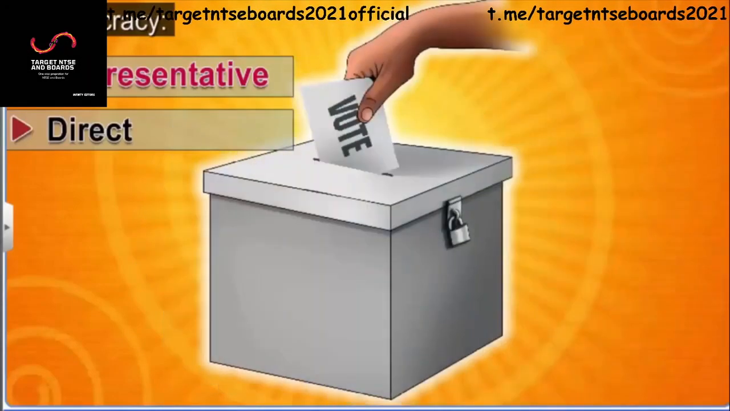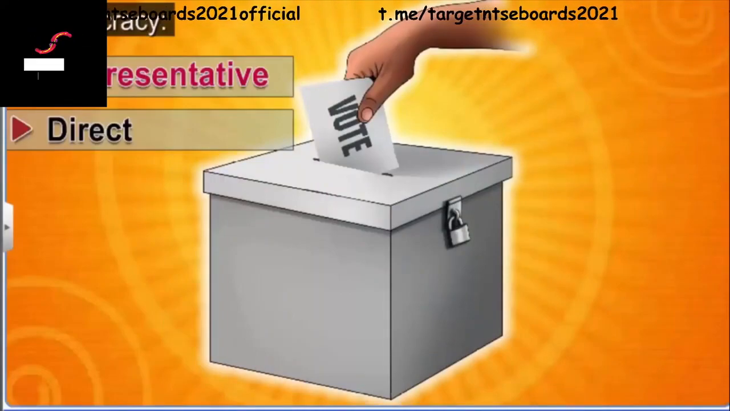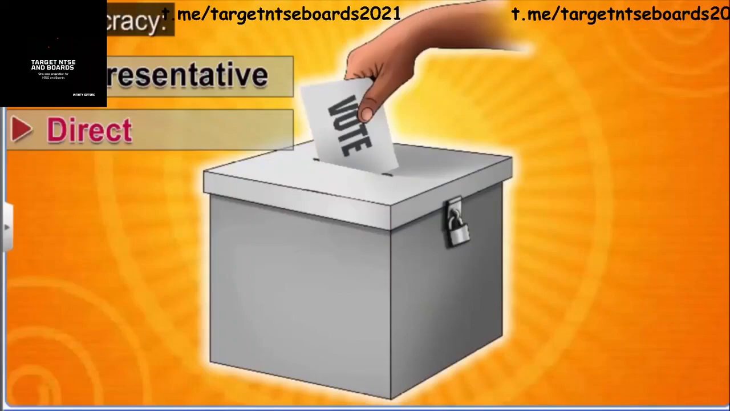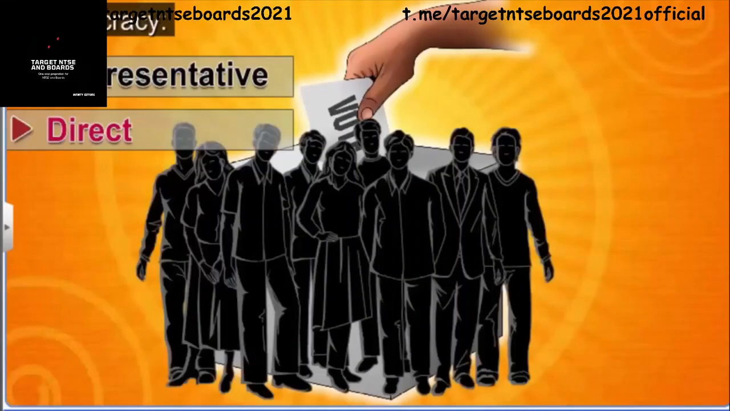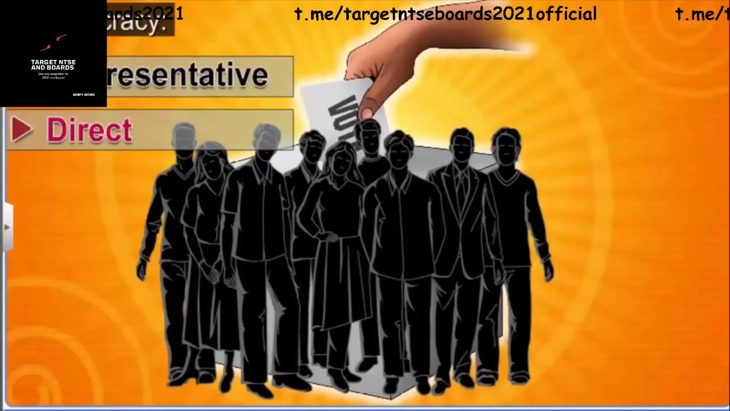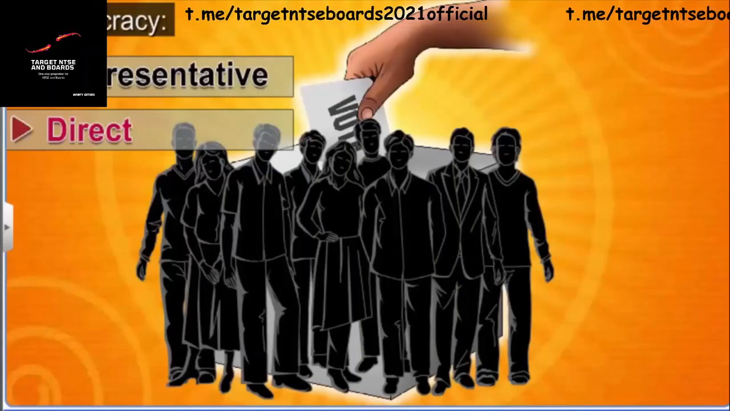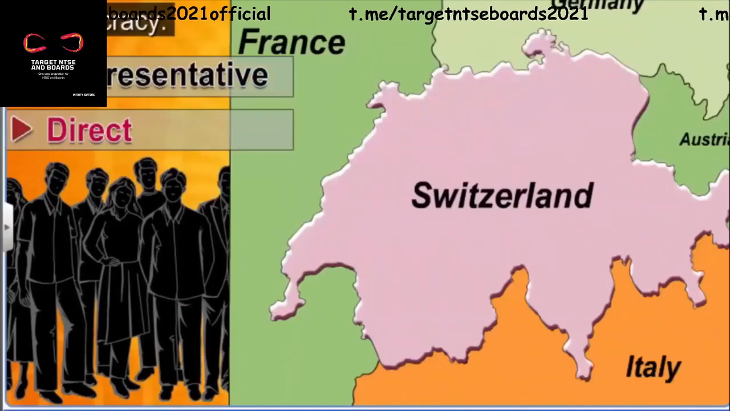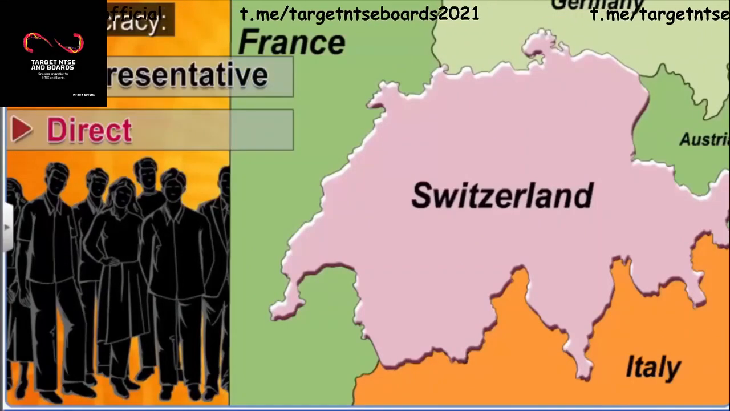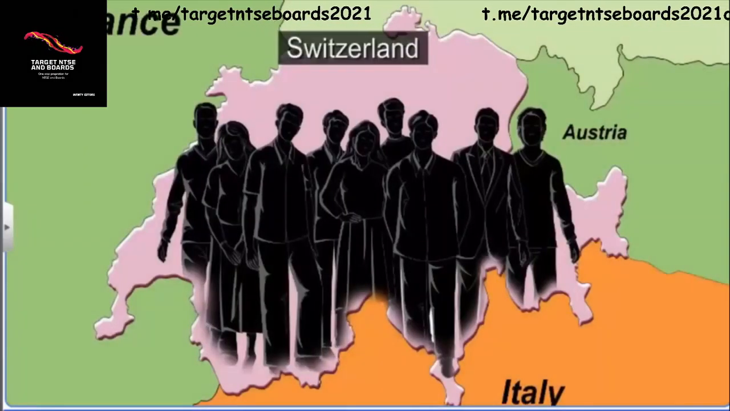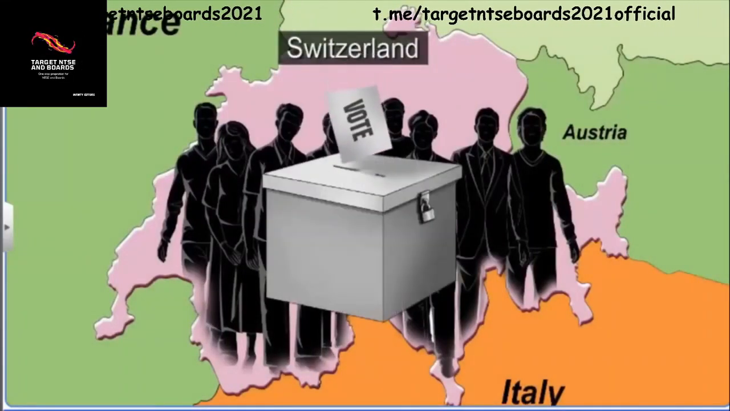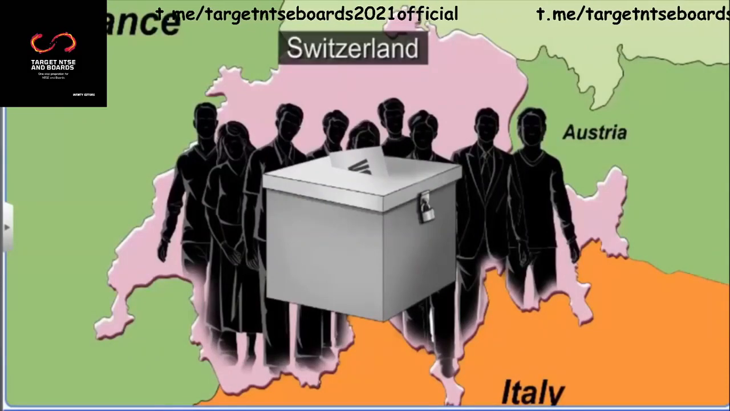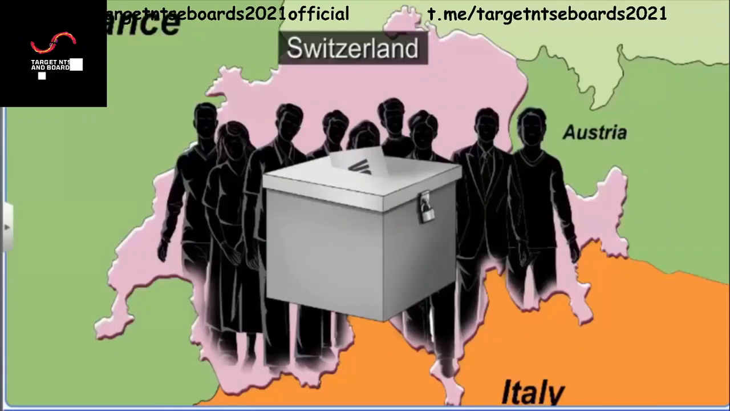In contrast to representative democracy is direct democracy. In a direct democracy, the citizens participate in the decision-making personally rather than relying on intermediaries or representatives. Switzerland is an example of direct democracy. In Switzerland, 5 million voters decide on important national issues through referendums and initiatives 2 to 4 times a year.